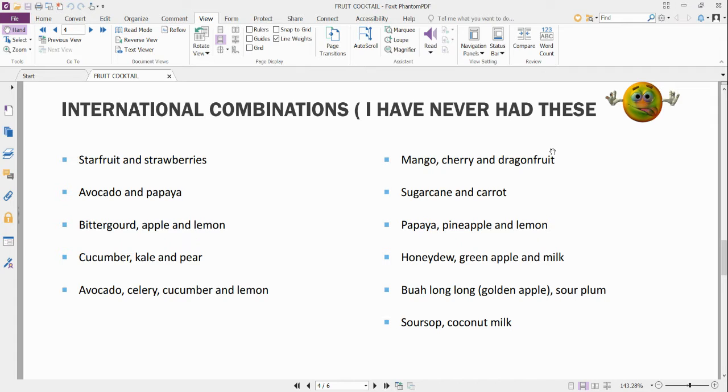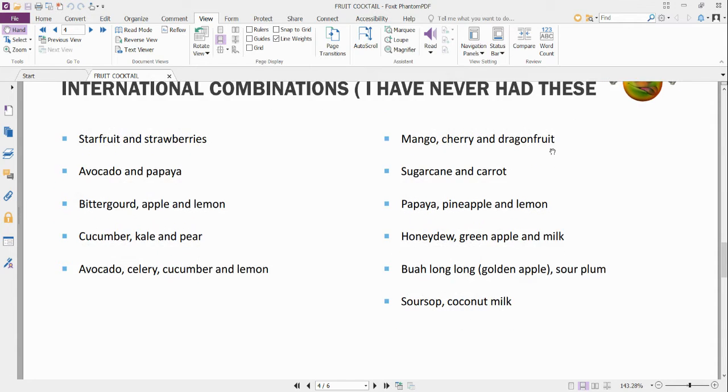It's actually very good in terms of preventing some of the diseases within the body. Apple, of course, and lemon, they are both fruits and they are important. Bua long long, that's the golden apple, sour plum combination, and also soursop and coconut milk. I think the rest you can go through them just to see what they give.